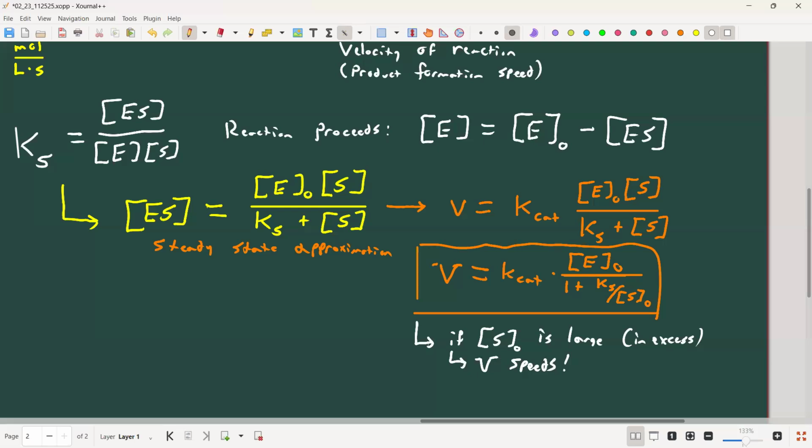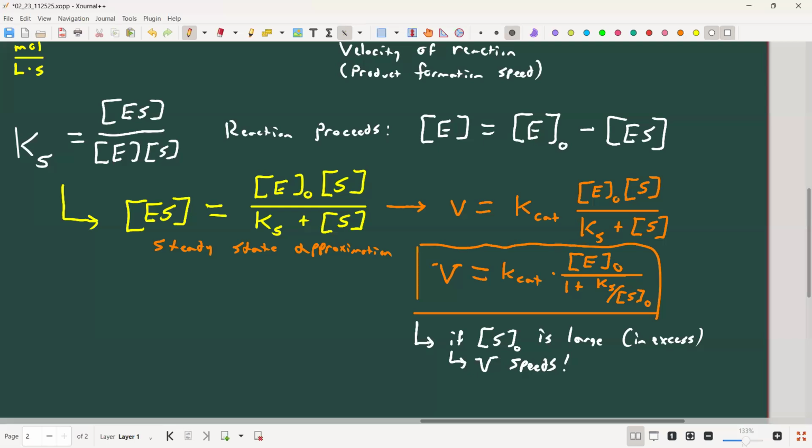But notice that it's tempered, in the sense that the rate increases linearly with E naught. That makes sense. If you have twice as many enzymes that react, you go twice as fast in your production. This is dependent on the value of Ks. What is Ks? Well, Ks is how willing the enzyme is to make use of the substrate. So let's think about the situation when Ks is large.